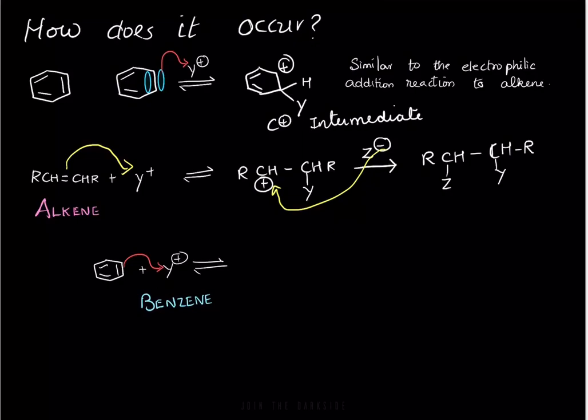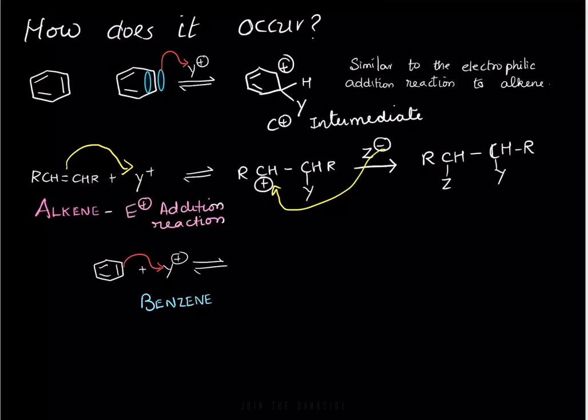So here, basically the electrophile is getting added in the first step, and the nucleophile is getting added in the second step. So basically the main reaction that the alkene would undergo is the electrophilic addition reaction. But in the case of benzene, let's see what's going to happen in the next step.